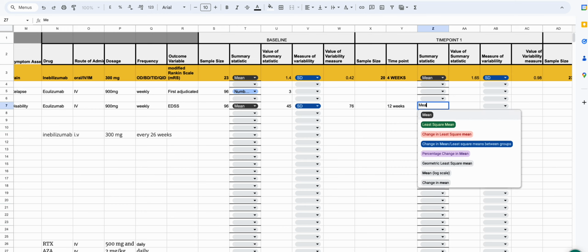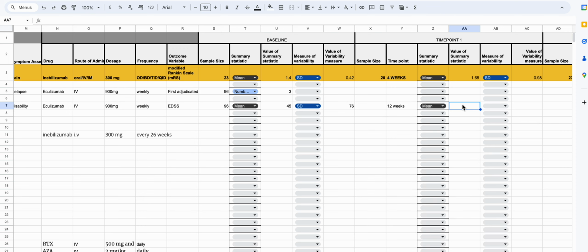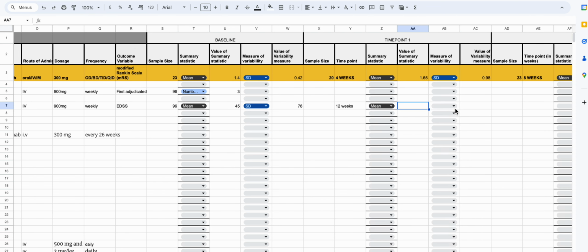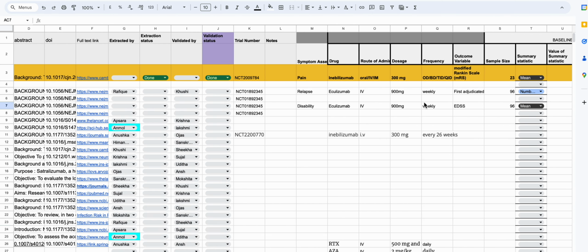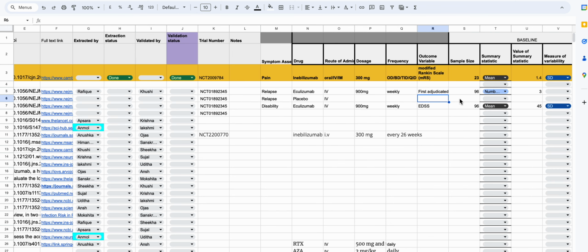And then the summary statistic, for example mean, and then we would write the mean value, then the standard deviation and the value of measure of variability. So everything would be included over here. After that we have entered the data of eculizumab, right? But we would also have to enter the data of the other arm of the study, that is placebo, right? So we would write here placebo. Again IV, there would be no dosage, because placebo doesn't have any dosages.